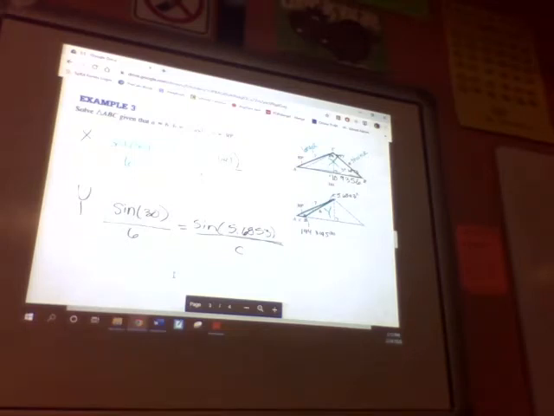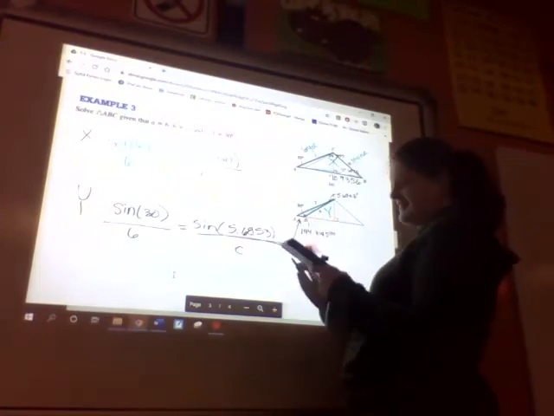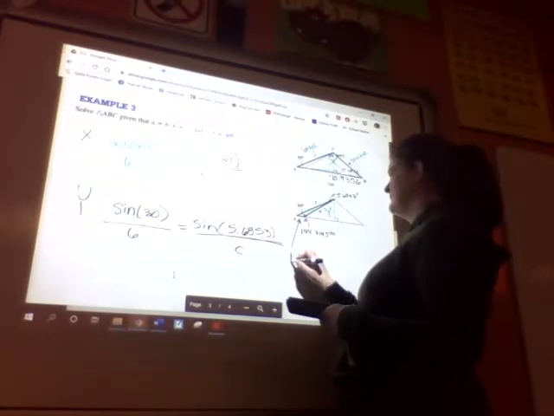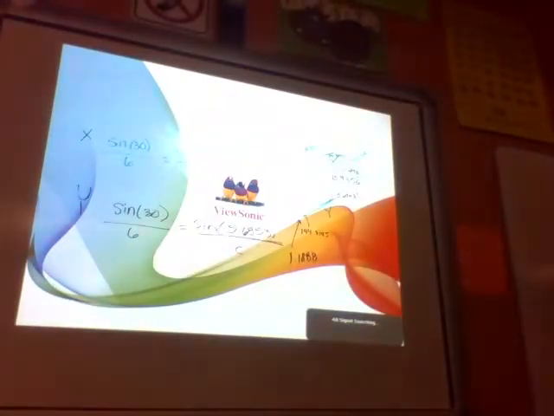Lots of signs going on today. All right. Oh my God. All right, so side C is 1.1888 units. We don't have any measurements on this, so sorry about that.